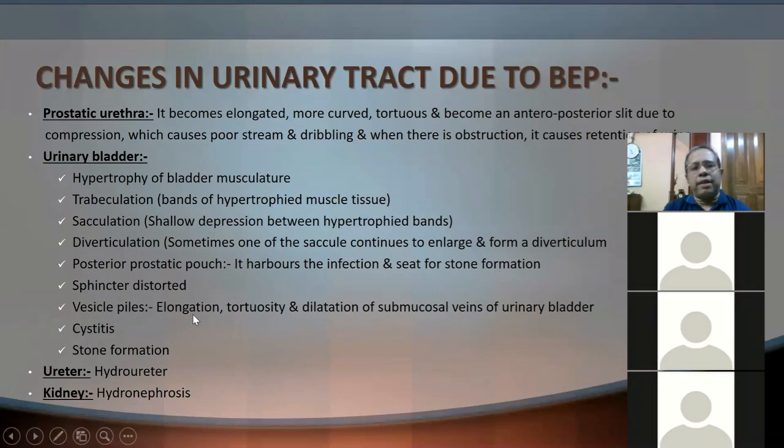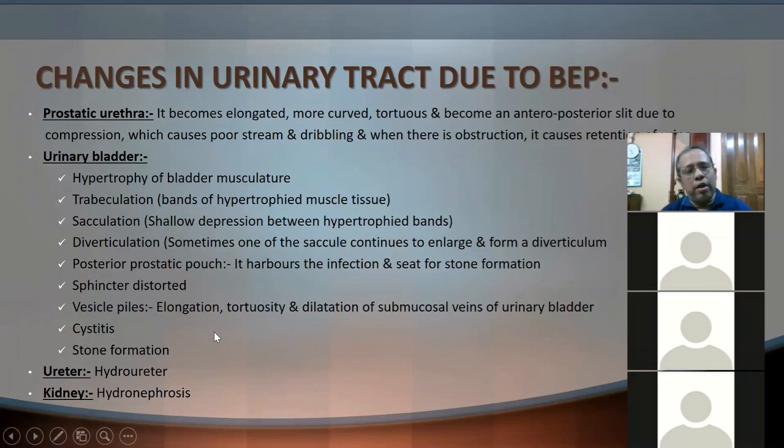All the venous plexus lies in the bladder neck, so that causes congestion of the bladder mucosal vessels. So there is elongation, tortuosity, dilatation of the submucosal veins of the urinary bladder. So that is the culprit for bleeding in case of BPH. And stasis causes infection, which causes cystitis. Stasis causing infection causes calculus formation. Ultimately, the calculi can form larger stone formations. So these are the effects on the urinary bladder.